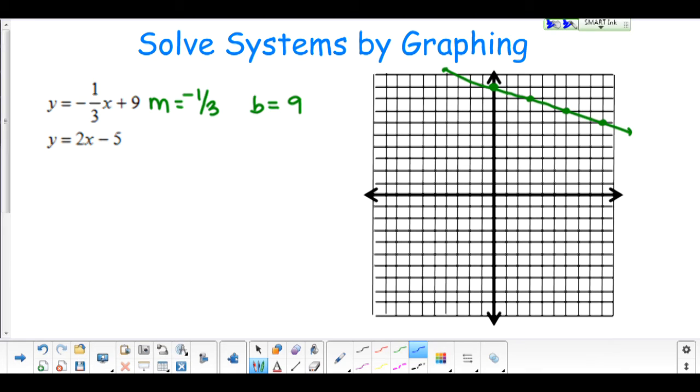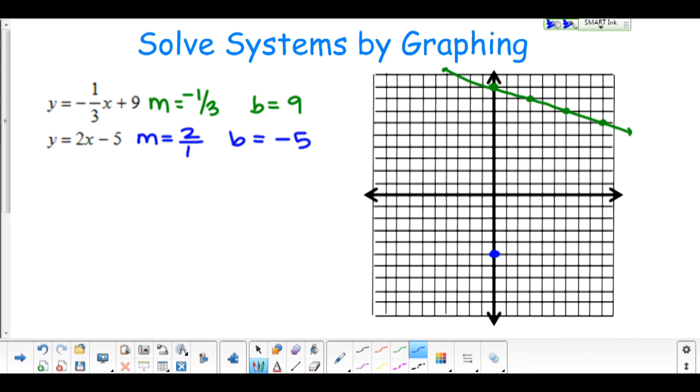So now I have y equals 2x minus 5. I'm going to identify my slope and my y-intercept. Since I have a slope of a whole number 2, remember I can think of that whole number as 2 over 1. And this time my y-intercept is negative 5. We want to start with plotting our y-intercept of negative 5 on the y-axis. So I go down to negative 5 and I put a dot.